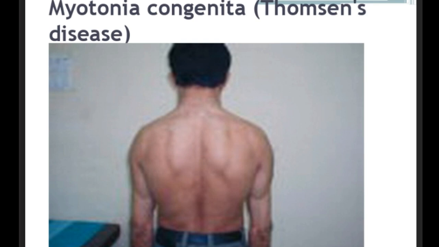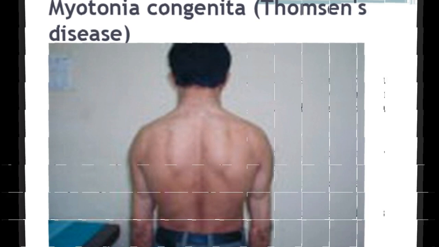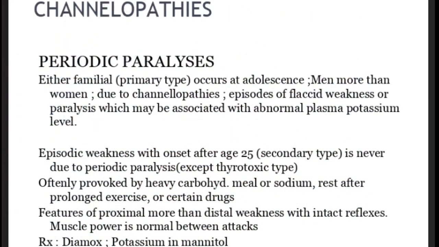A recessive form of myotonia congenita, which is called Becker's disease, with later onset, is associated with slight weakness and atrophy of distal muscles. Treatment with quinine sulfate, procainamide, mexiletine, or phenytoin may help the myotonia. Now we talk about hereditary metabolic myopathies, and the example is the channelopathies. Periodic paralysis is the example.